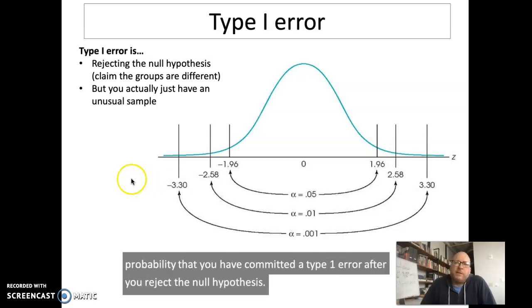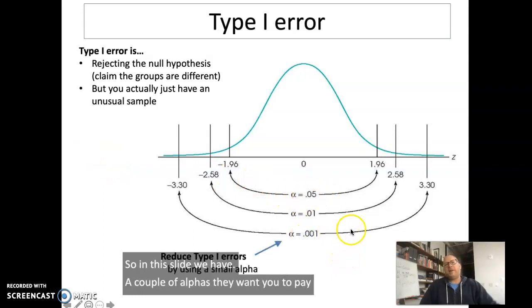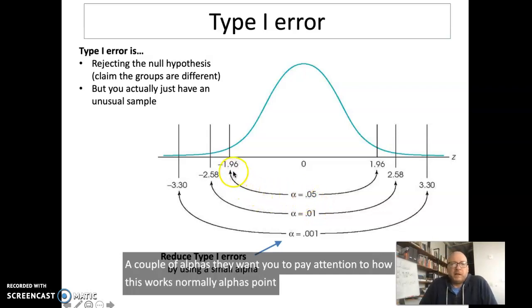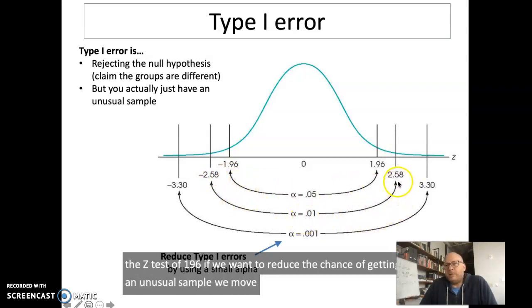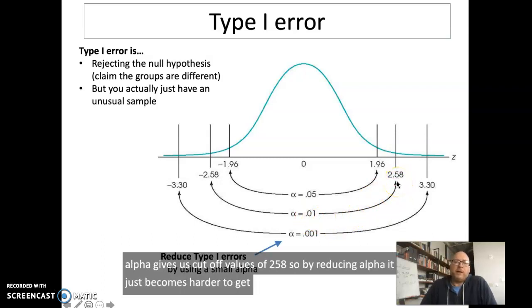So in this slide, we have a couple of alphas, and I want you to pay attention to how this works. Normally, alpha is 0.05. It gives us critical values in a z-test of 1.96. If we want to reduce the chance of getting an unusual sample, we move the boundaries out. 0.01 for an alpha gives us cutoff values of 2.58. So by reducing alpha, it just becomes harder to get an unusual sample at that level.